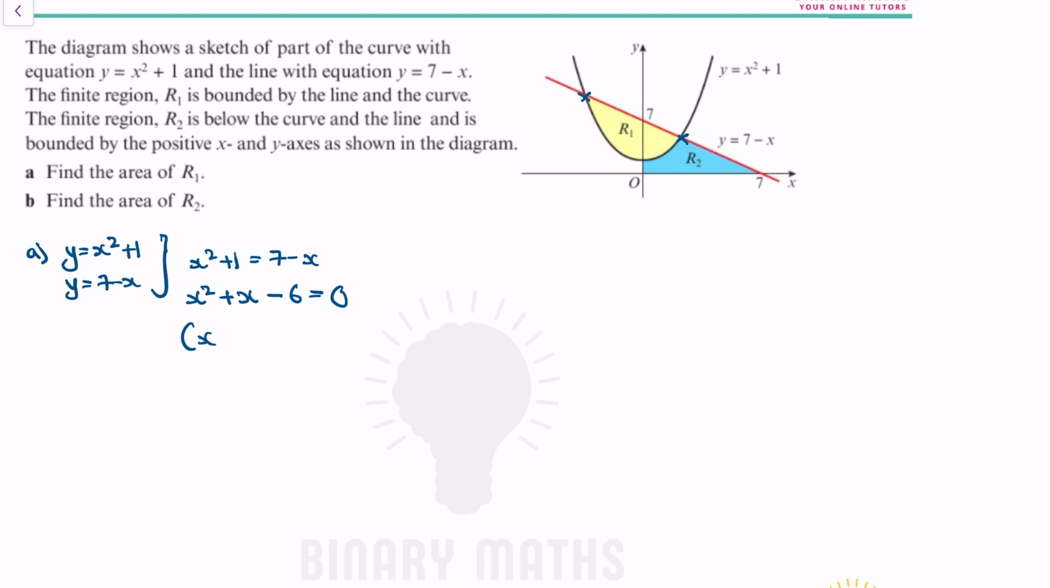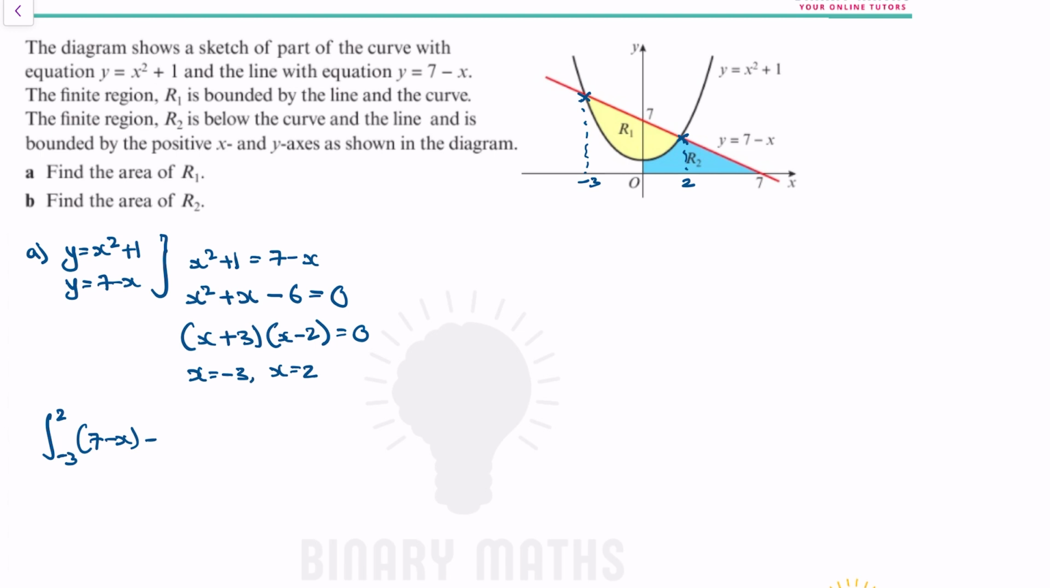If I factorize this, I get x plus 3 times x minus 2 is equal to 0, which means x is equal to negative 3 and x is equal to 2. So that means here, this is negative 3 and this is 2. So what I'm trying to do to find R1 is integrate first between 2 and negative 3. I need to do the area under the line, which is 7 minus x, take away the area under the curve.